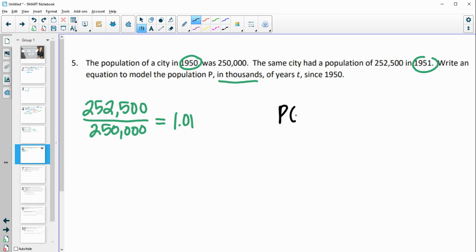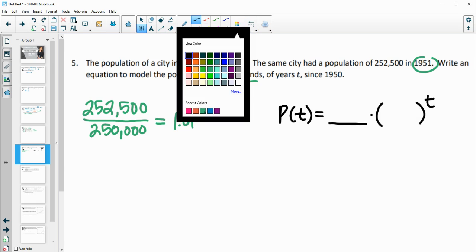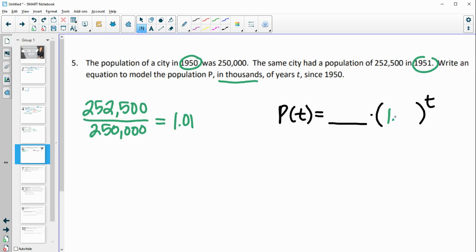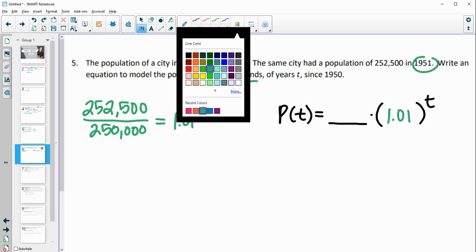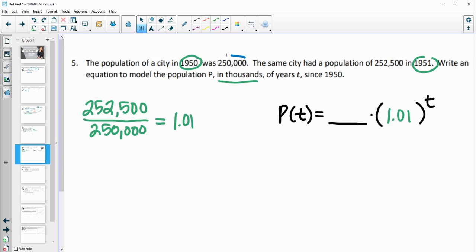So when we go to write this equation, we're going to want to take the initial amount times the growth factor to the t power. And so our growth factor we just found out is 1.01. And then our initial population was 250,000. And it wants this in thousands. So we're not going to write 250,000. We're going to cancel the thousands and we're just going to do 250. So 250,000 is our initial population. So here would be your equation.